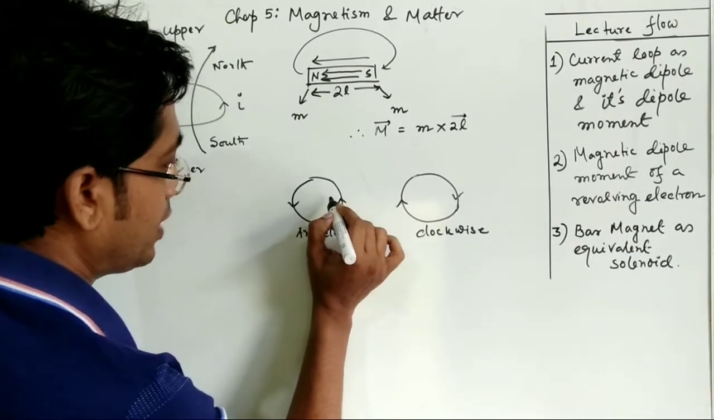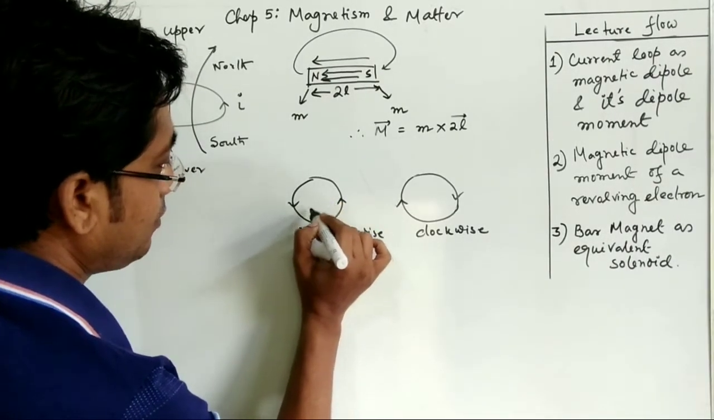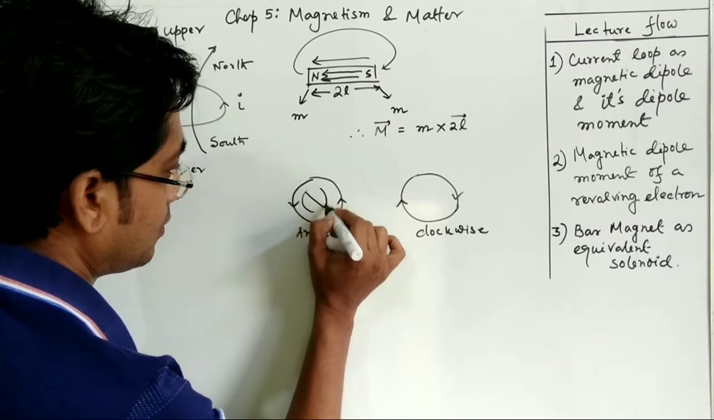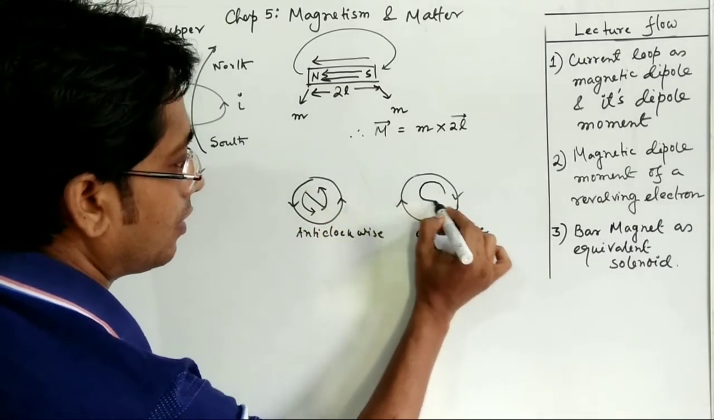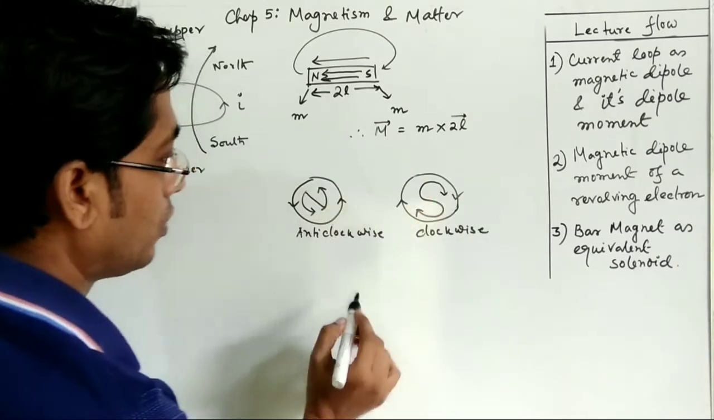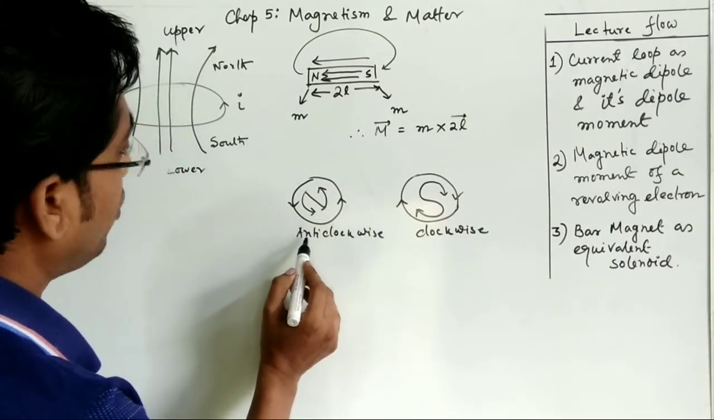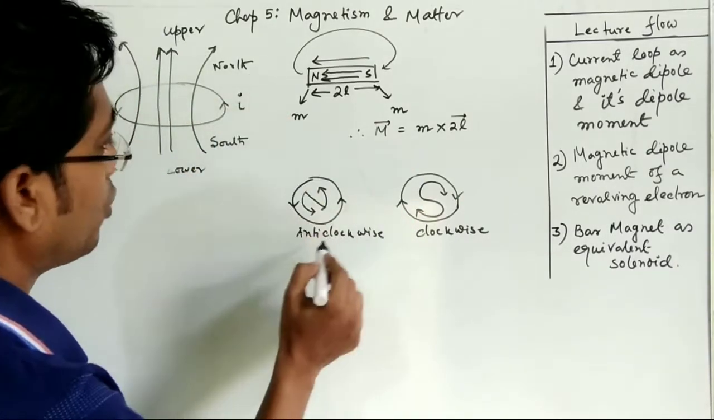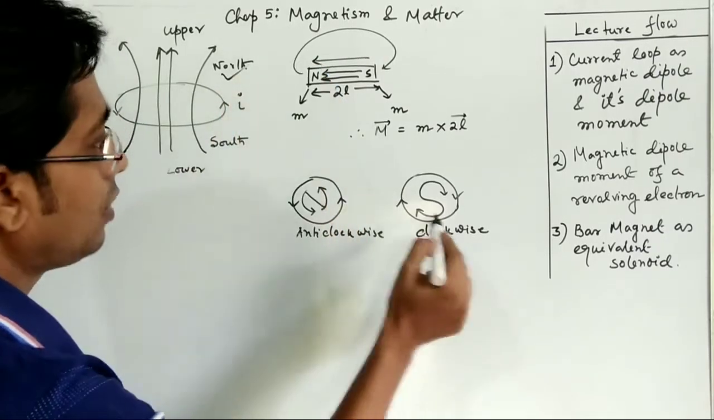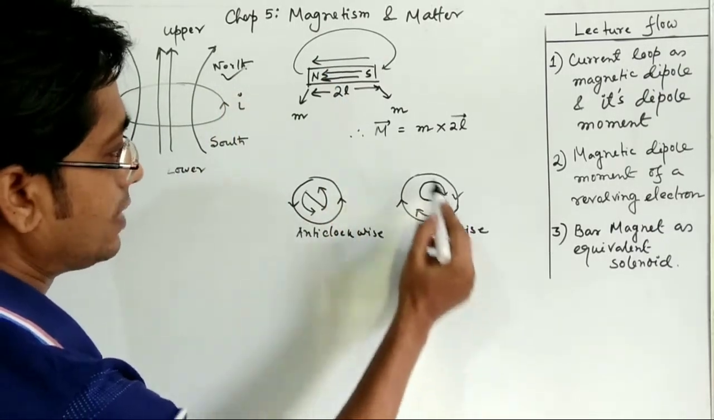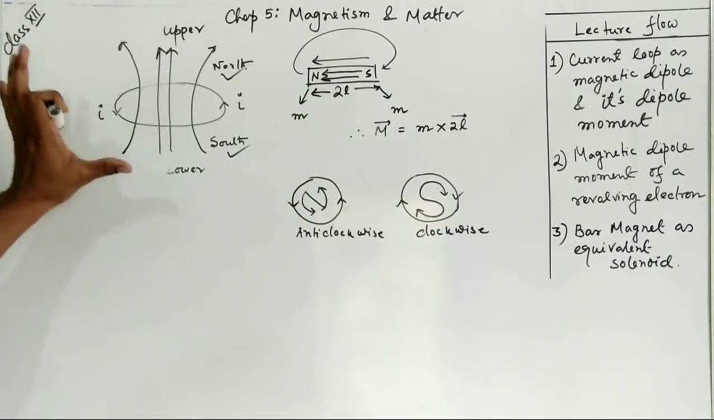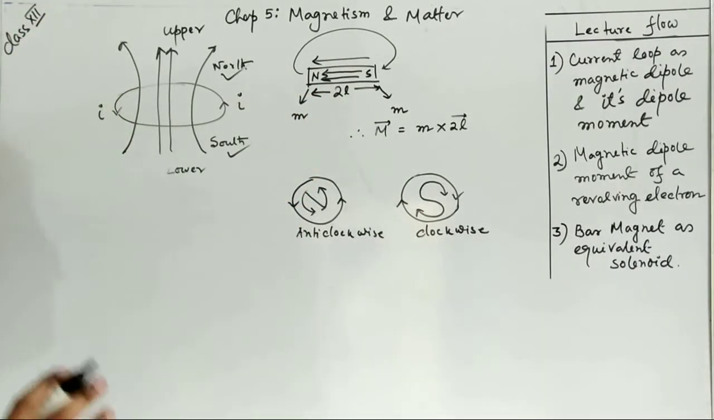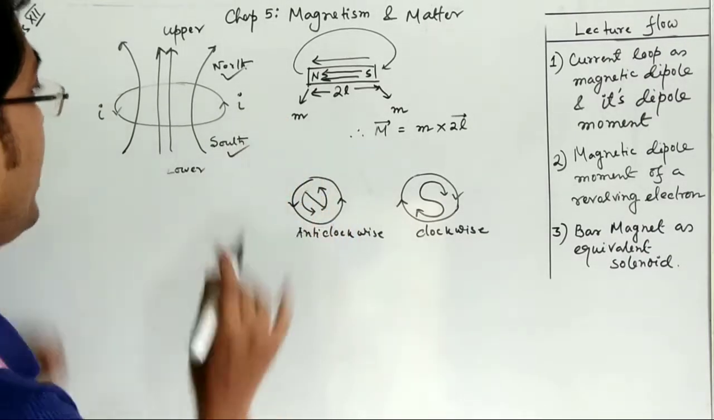Here it resembles, yes, a north pole and a south pole. You know, the upper side is anti-clockwise, so we have got the north pole. This is the north pole, and the lower side, that is clockwise, is the south pole. Okay. So the current loop will behave as a magnet. Now quantitatively we will get the value of the magnetic dipole moment.